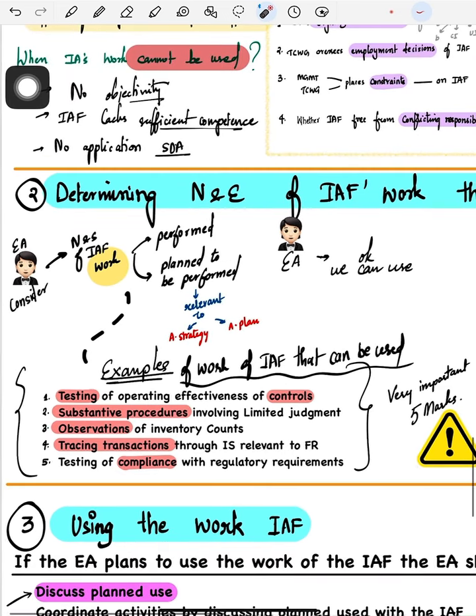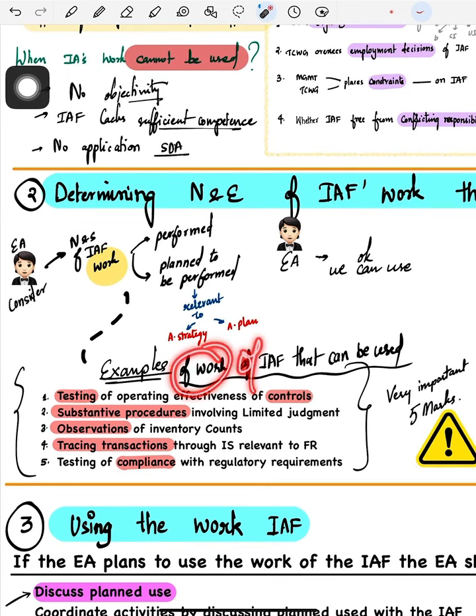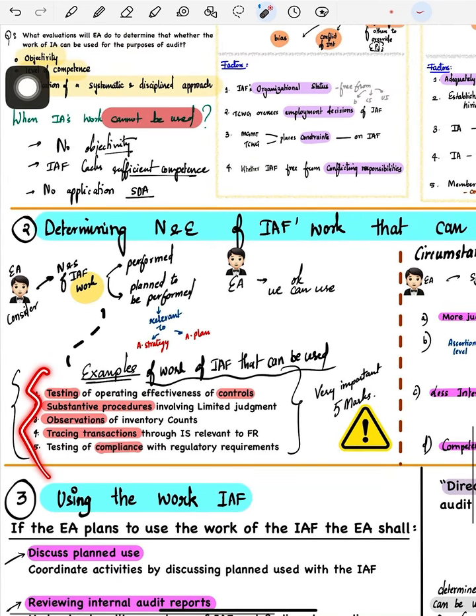Here are a few examples of work of the internal audit function that can be used. This is very important. It can be tested for 5 marks. These are the examples of the work of the internal audit function that the external auditor can use. The first one is testing of operating effectiveness of controls. The second one is substantive procedures involving limited judgment. Then observations of inventory counts, tracing transactions through the information system relevant to financial reporting, and testing of compliance with regulatory requirements. So these are all the 5 examples. These are a bit difficult to remember, but you have to remember them. These are the only 5 examples that are given. You can't write anything out of this. Even if you write, if it is accurate, they will give the marks.